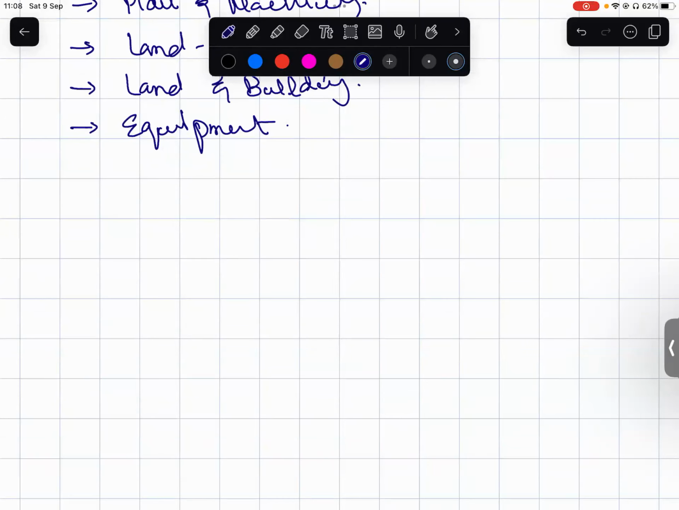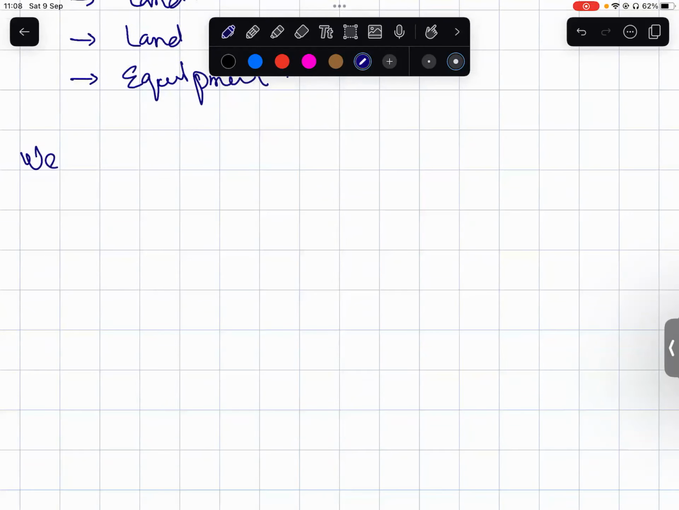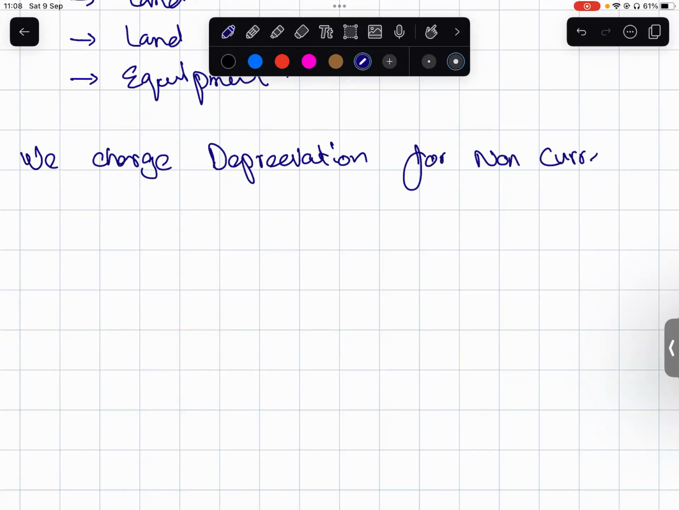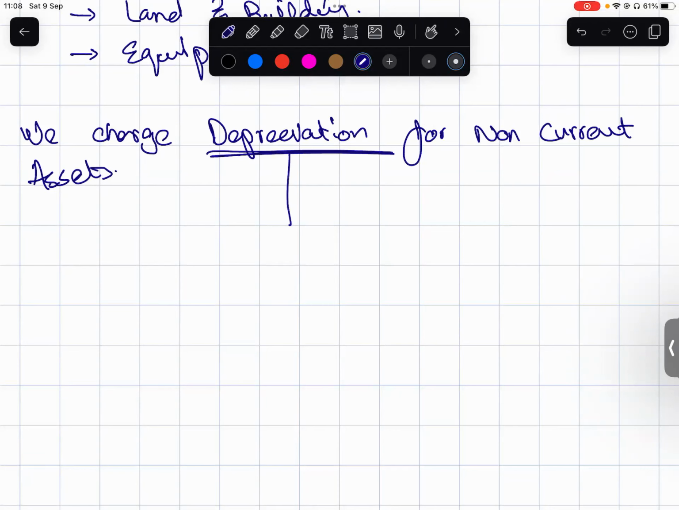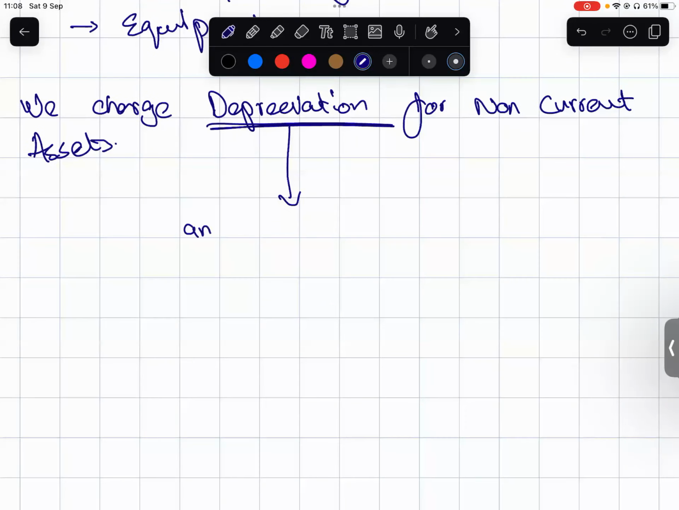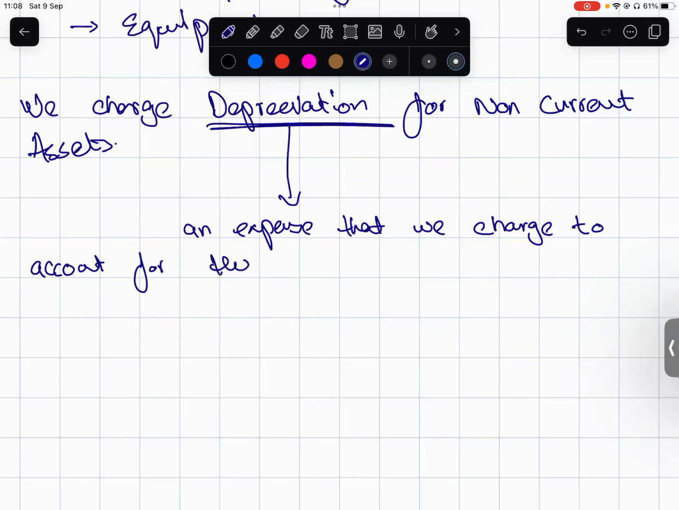And for non-current assets, we charge depreciation. Now, what is depreciation? Depreciation is basically an expense that we charge to account for the wear and tear of any non-current asset.